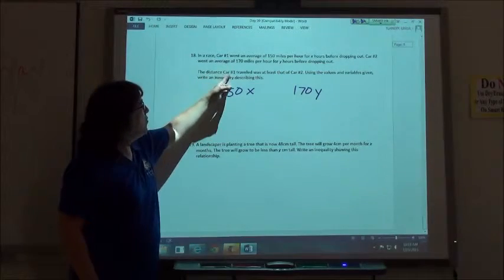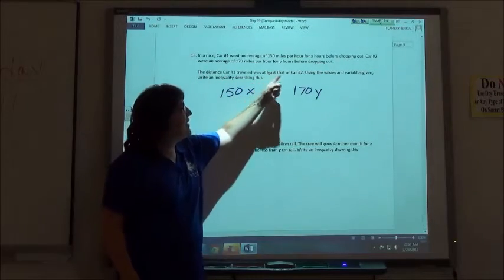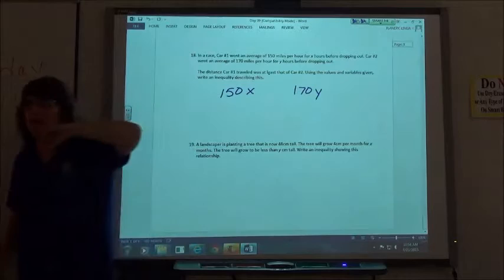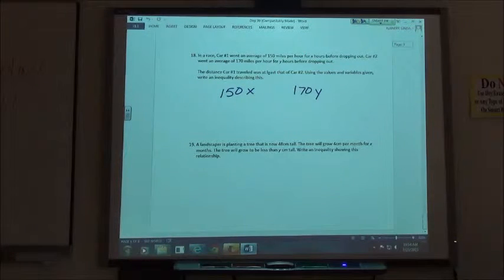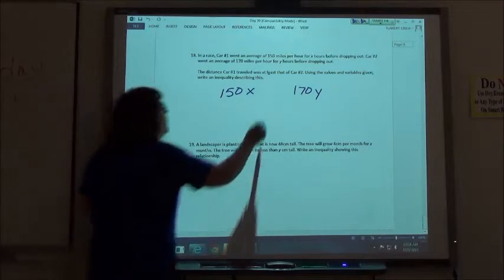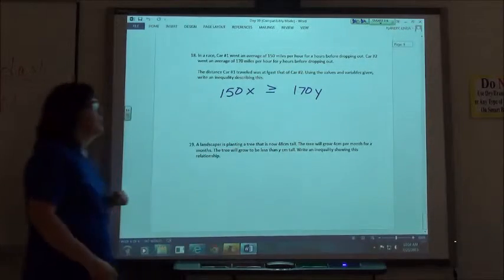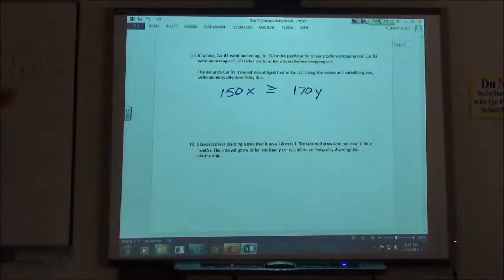The distance car 1 traveled was at least that of car 2. What inequality symbol do we use for at least? Greater than or equal. Exactly, greater than or equal to. Could be equal to, but it might be more, so greater than or equal to. There's my inequality.